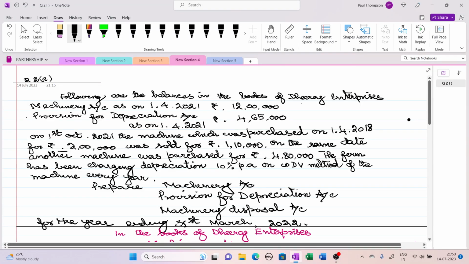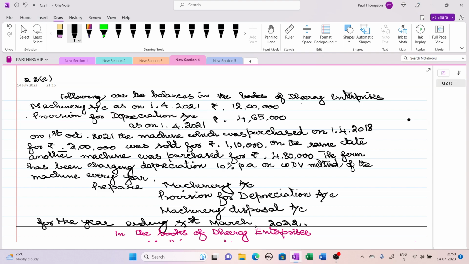Today we are going to see June 2023 question number 2a for 10 marks. It goes like this. Following are the balances in the books of Dheeraj Enterprises. The machinery account as on 1/4/21 is 12 lakh. Provision for depreciation 4,65,000. That is also as on 1/4/21.